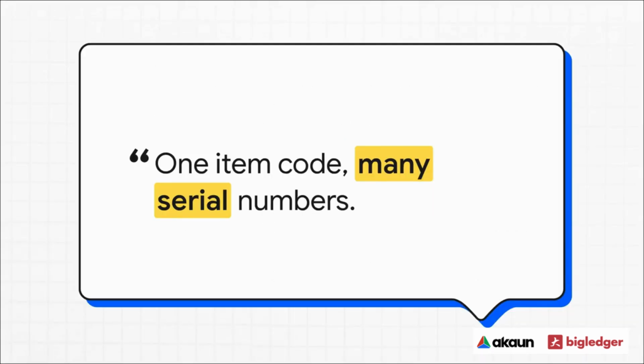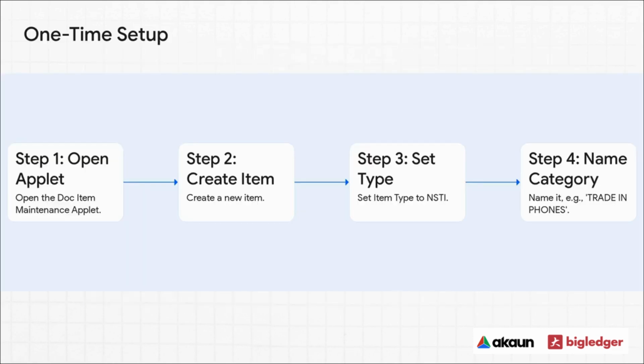If there's one thing to remember from all this, it's this phrase right here. One item code, many serial numbers. It just perfectly sums up how efficient this whole system is. You're not trying to manage hundreds of different items anymore. Nope. You just manage the category, and the system handles all the nitty-gritty details for you. And getting started is so easy. You're going to love it.